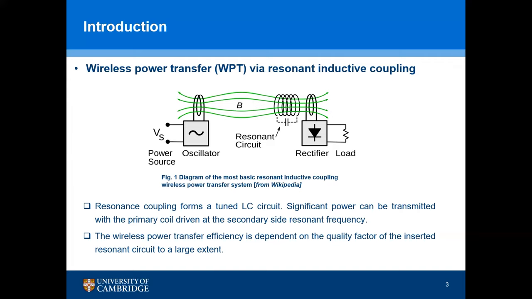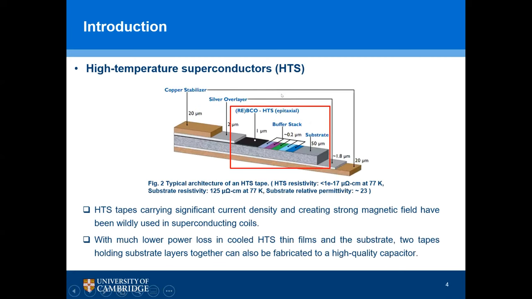Resonance coupling forms a tuned LC circuit. Significant power can be transmitted with a primary coil driven at a secondary side resonant frequency. Meanwhile, this type of wireless system's efficiency depends on the quality factor of the inserted resonant circuit to a large extent. Correspondingly, high temperature superconductors, also known as HTS tapes, are promising candidates to overcome this challenge due to their almost zero resistance. Most relevant studies aimed at applying a superconducting coil in the electrode system because it can carry significant current density and create a strong magnetic field.